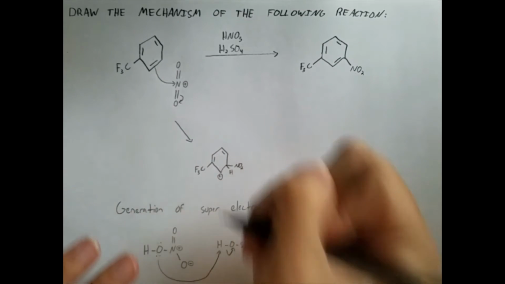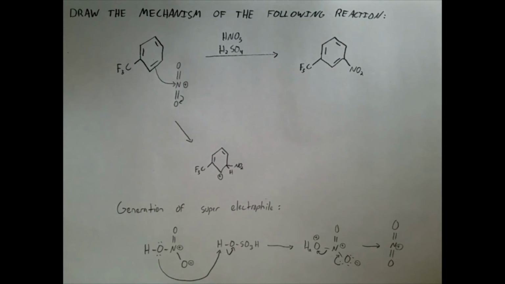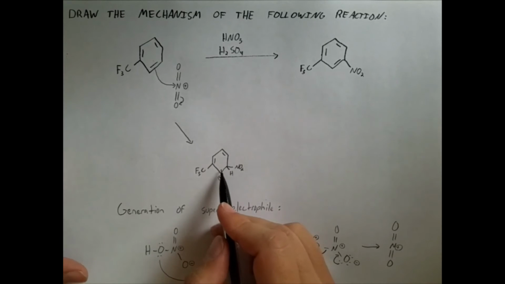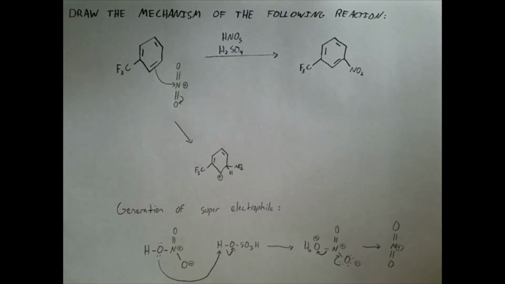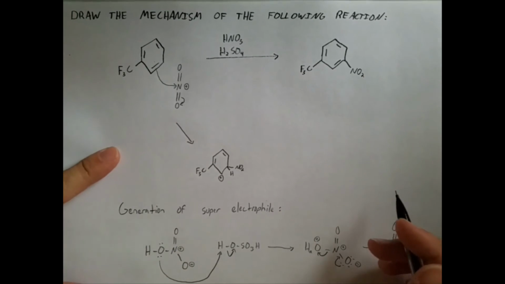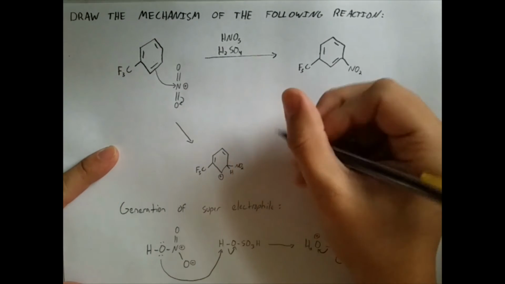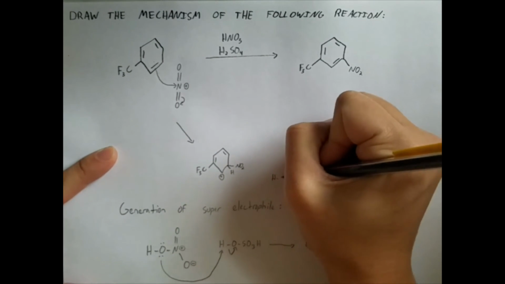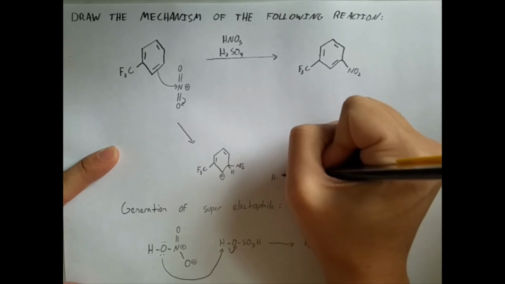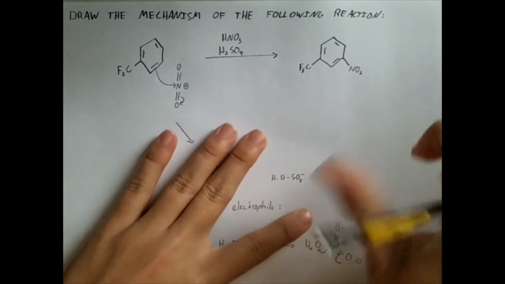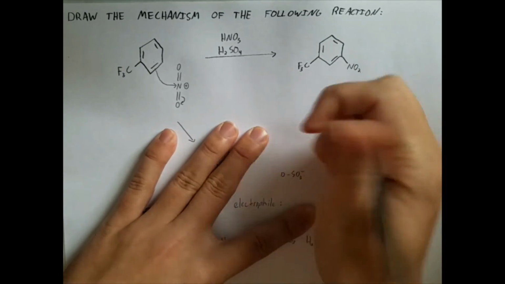So once we have this, what we're going to do is we're going to need a base to take away this hydrogen and remake the double bond within the benzene ring to make it more stable. So the base that we have in solution right now actually comes from our catalyst, and it comes from our generation of the superelectrophile, and it's going to be the sulfuric acid anion. Take off that hydrogen because it's no longer there.